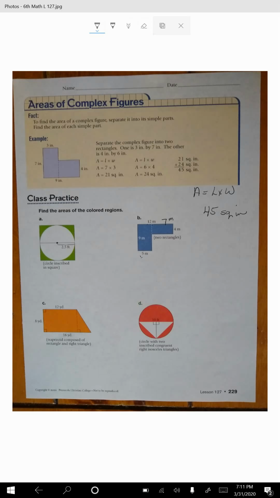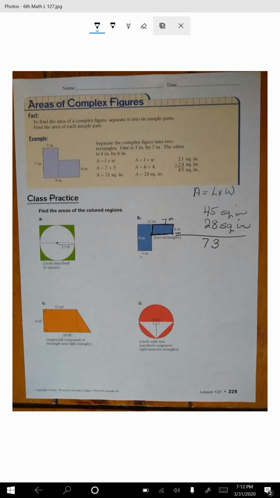Okay, now this rectangle goes this way, okay? So the length we just determined is 7. The width over here is 4. So area is length times the width. So 7 times 4 would be 28 square inches. So the total area of this figure, add those two together, and you should get 73.